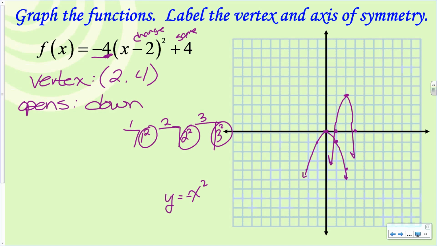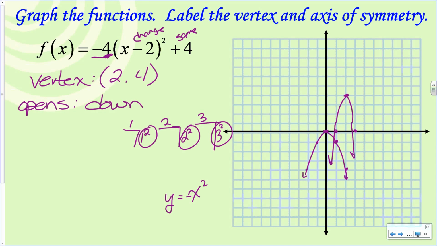Everyone okay with that? Okay. Where? You got where it opens down at? Normally I go over 1 and down 1, right? But this time I have to multiply by what? 4. Just 4, because I already know the negative just means it's opening down, right?